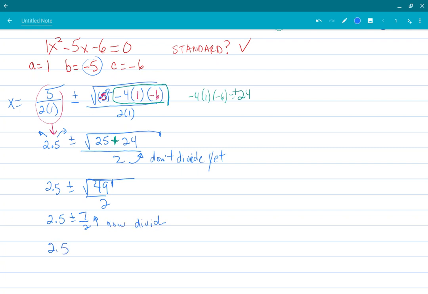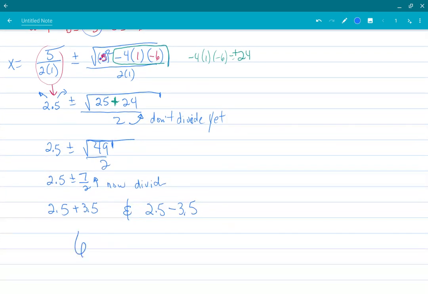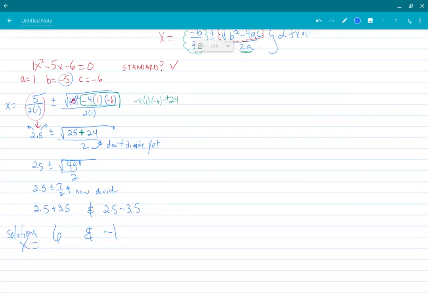So 2.5 plus 3.5 and 2.5 minus 3.5. All right, so my x-intercepts are going to be 6 and -1, or my solutions, right? Okay, so that's the quadratic formula. It seems like a lot of work, but it's all little simple adding and multiplying work. It's not really a lot of hard work.